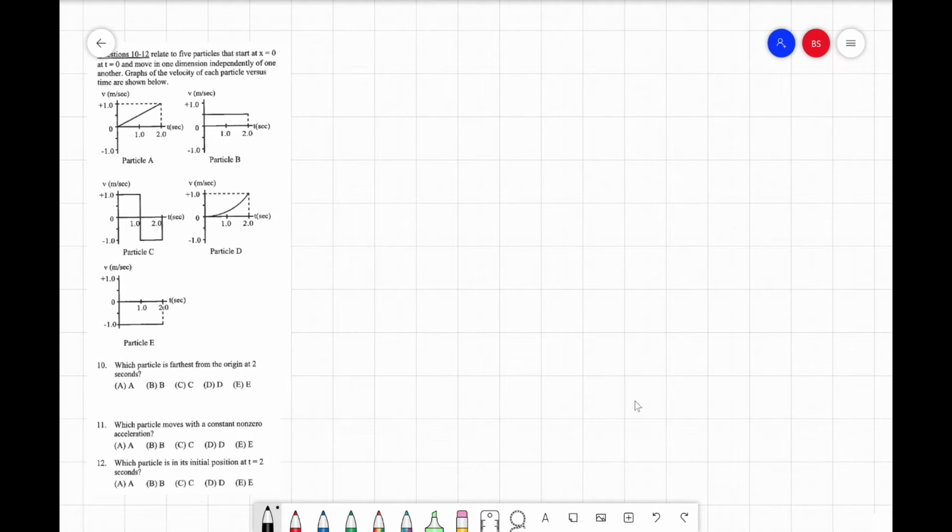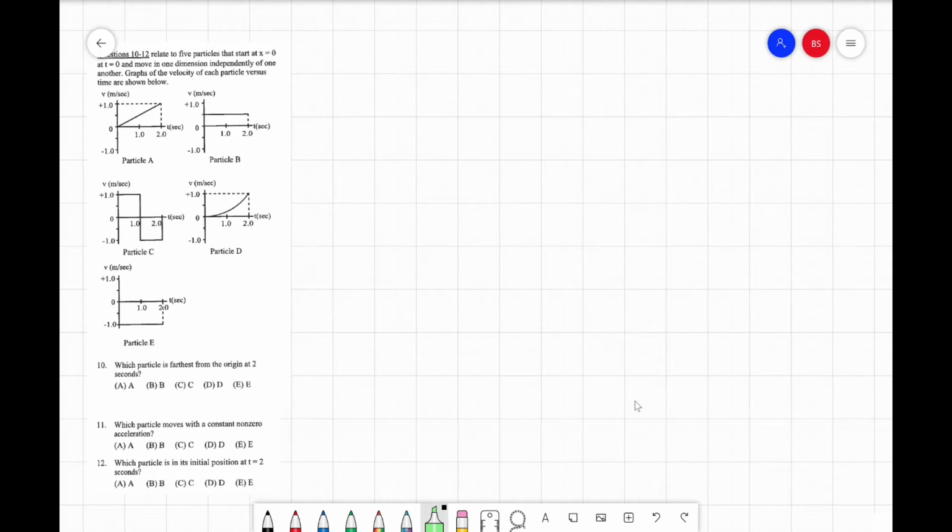And then we need to solve 3 questions based on that. Our first question is, which particle is the farthest from the origin at t is equal to 2 seconds? Recall that this is related to distance, and we know that distance traveled in the velocity time graph is equal to the area under the graph. So all we need to do is compute the area for each of these particles.